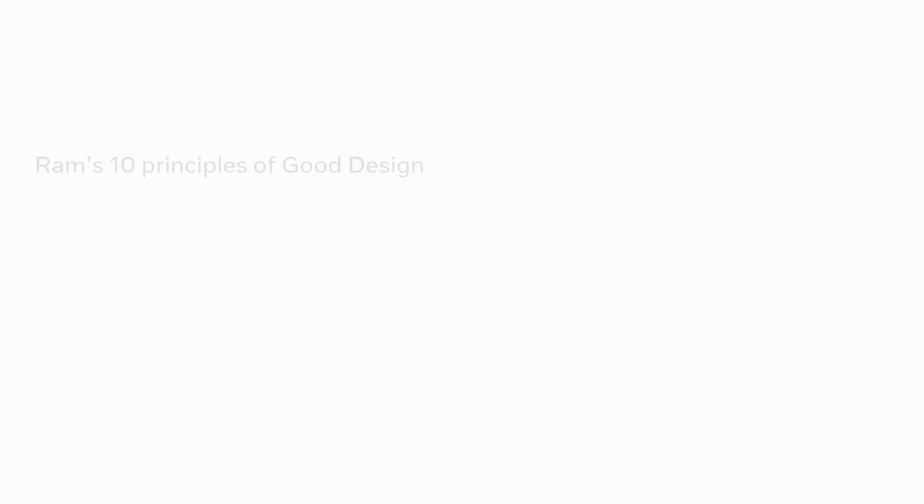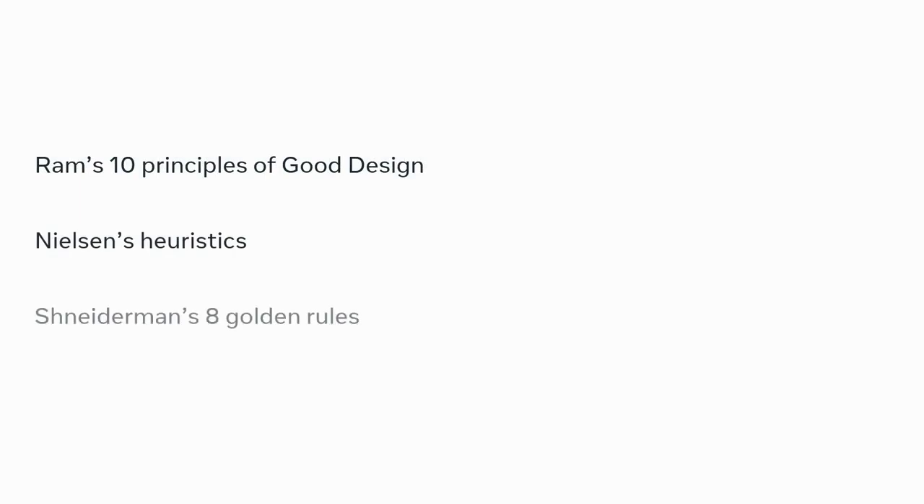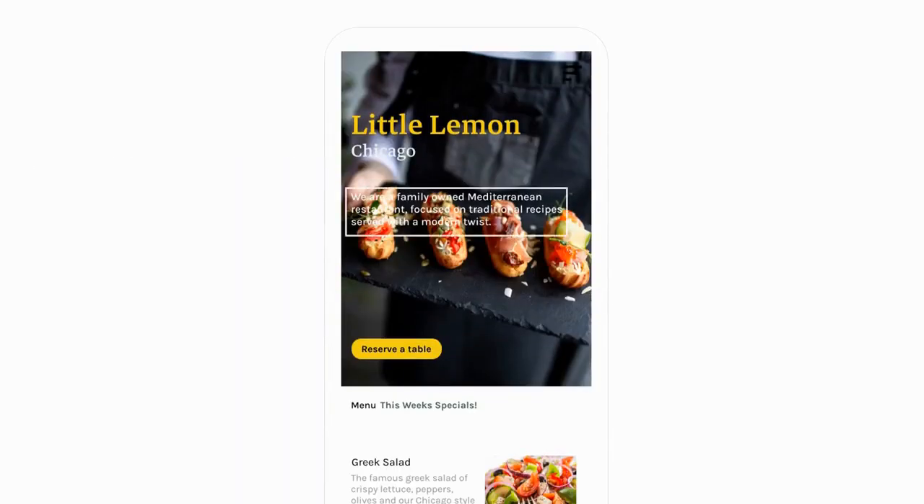What does your persona think of this design? Now let's evaluate it by using Ram's 10 Principles of Good Design, Nielsen's Heuristics, and Schneiderman's 8 Golden Rules. Remember that you covered these evaluation methodologies earlier. Tilly states that the text is difficult to read in some parts. This is not very aesthetically pleasing, nor is it understandable or thorough. It seems ill-conceived. And she wants to know why there is a button to reserve a table.